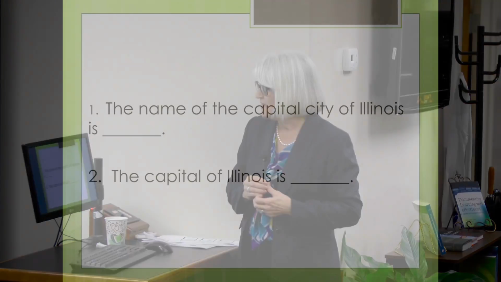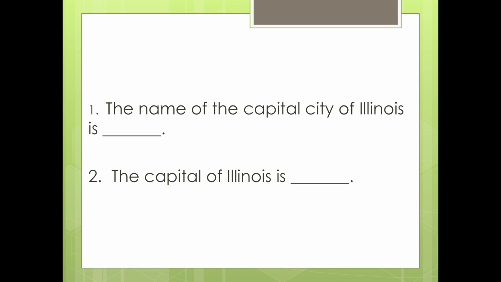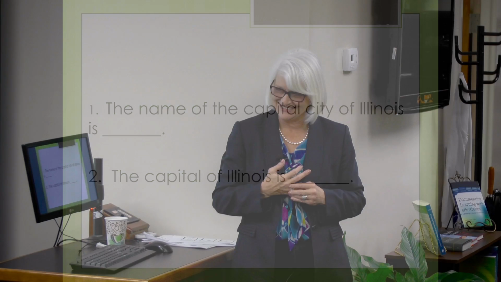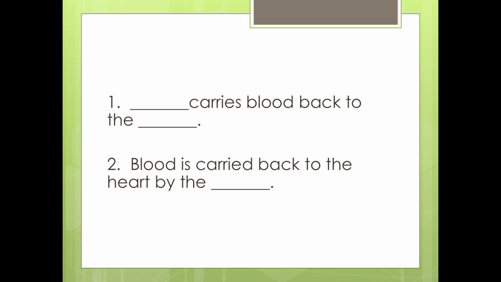This is an interesting one. Okay. Think about this one. The name of the capital city of Illinois is blank, or the capital of Illinois is blank. If I were a creative student, how many options could I put in number two? Beautiful. My hometown. Okay. Blank carries blood back to the blank, or blood is carried back to the heart by the blank.